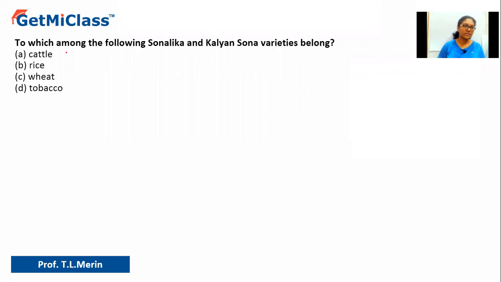Today we are going to solve this question. It says, to which among the following do Sonalika and Kalyan Sona varieties belong? Option A, cattle. Option B, rice. Option C, wheat. Option D, tobacco.